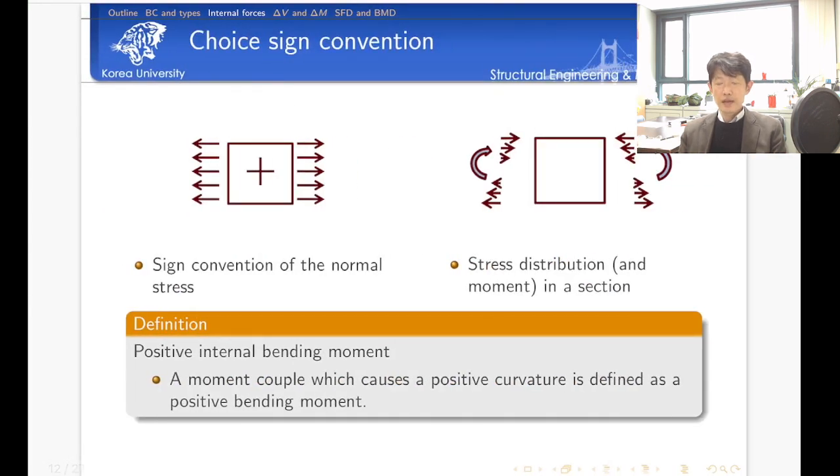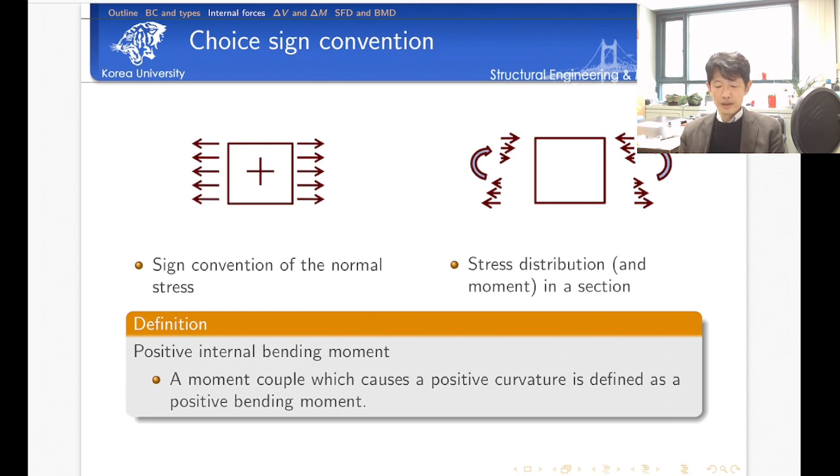So now let's choose the sign convention. As I told you, we already have the sign convention for the normal stress. If the traction stretches this material, then we call this positive. If the traction compresses the material, we call it negative stress, isn't it? But as I told you, in the case of the beam problem, even in the same cross section, we have positive normal stress and negative normal stress. That's why we cannot use the same sign convention as for the material point for the normal stress. We have to devise a new sign convention for the bending moment.